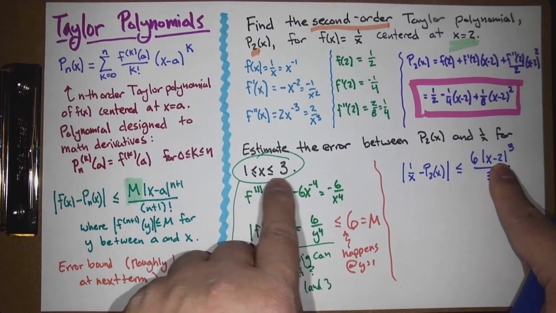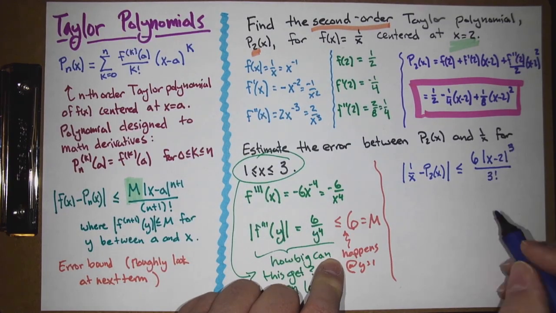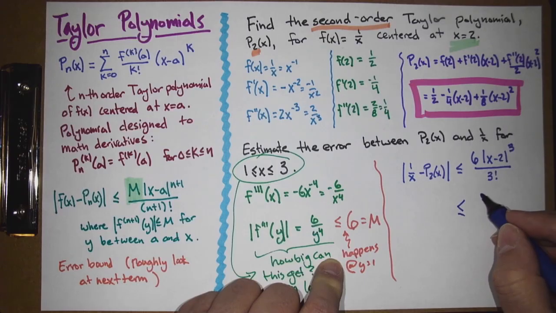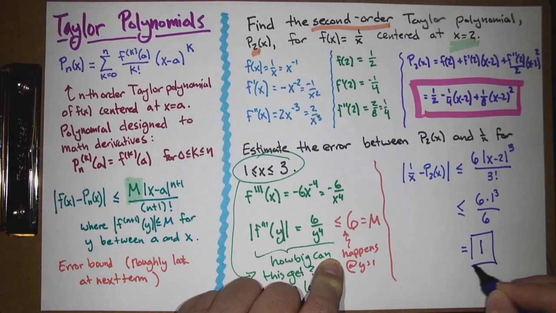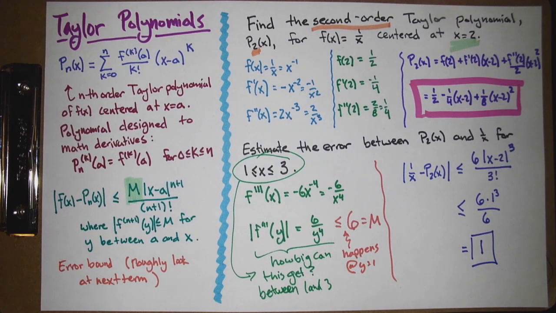You're at most 1 away. So this is less than or equal to 6 times 1 cubed over 3 factorial. Anyone know that one? 6, which gives us 1. So our error is at most 1. Now, sure, it's a very simplistic answer. It's, in some sense, a simplistic type of problem, but we're learning the process, and that's the important thing. All right, any questions?